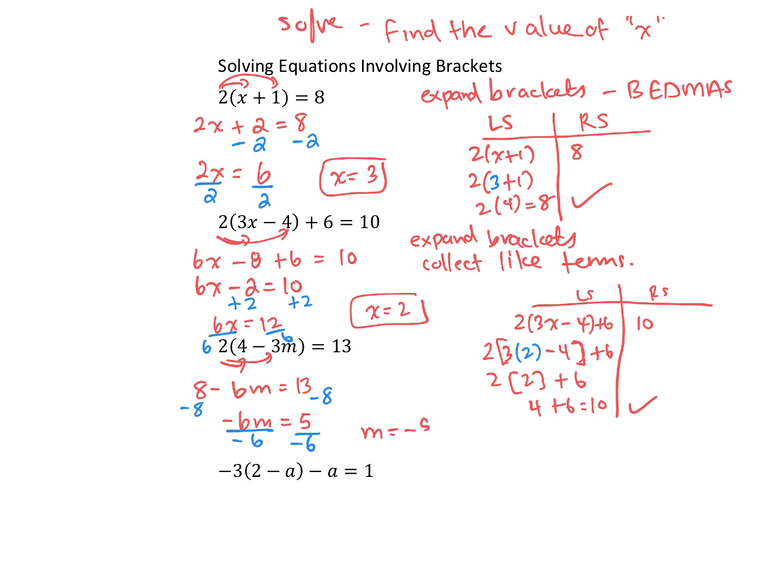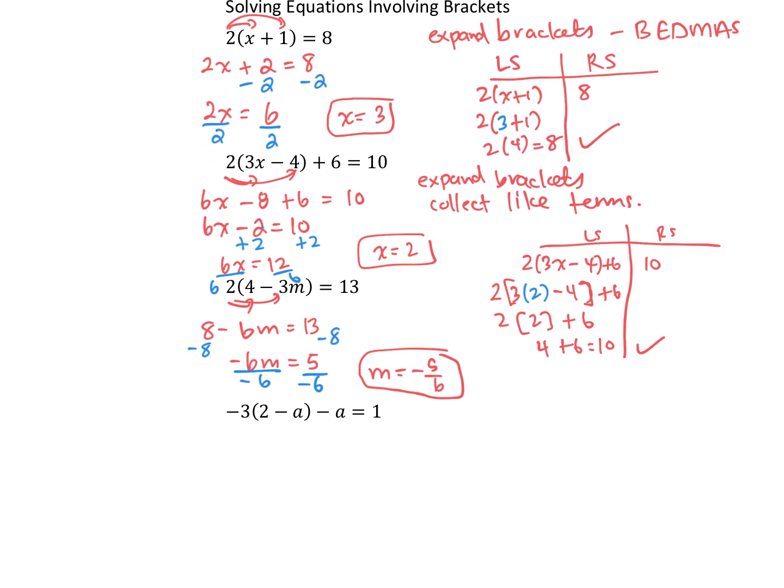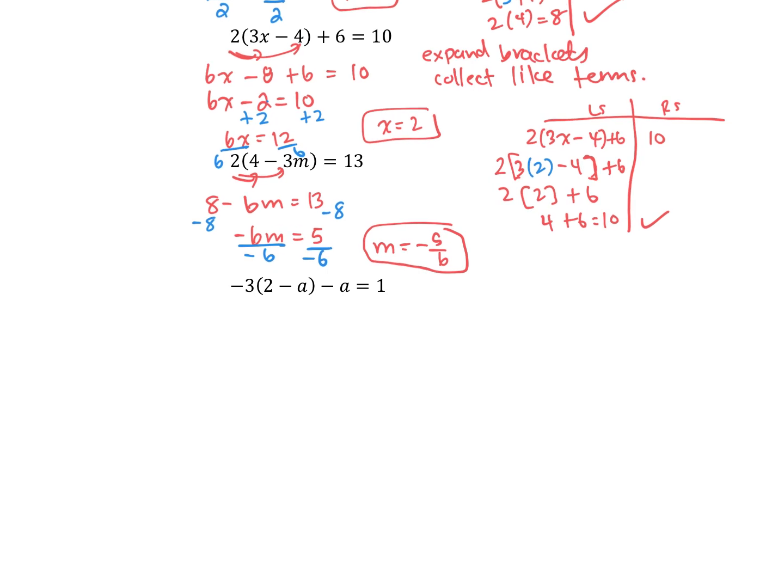And then sometimes your answer will be a fraction. That's okay. I'm not going to check this one, but it can be a fraction. I don't have much room to check it, so we'll do that in class. But for now, I'll just leave it as negative 5 over 6. We'll leave it as a fraction. We don't want to change it to a decimal. We want to leave it as an exact answer. So some of your answers will be fractions.